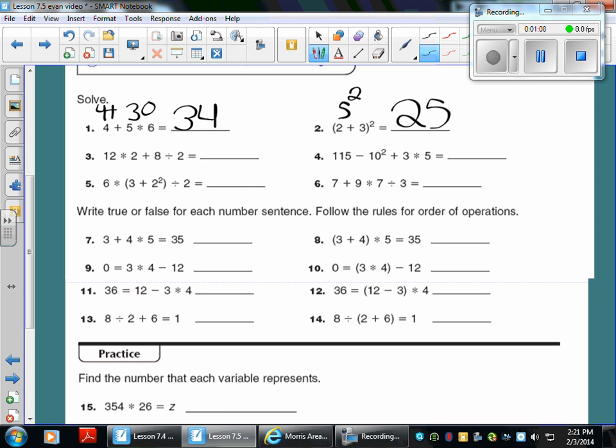Just remember the order of operations when you're looking at these problems. If you mix up the order of operations, you'll get a wrong answer. So you have to make sure that you're doing them in the correct order, step by step.